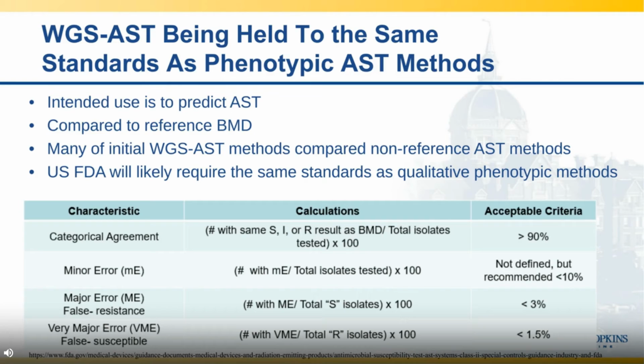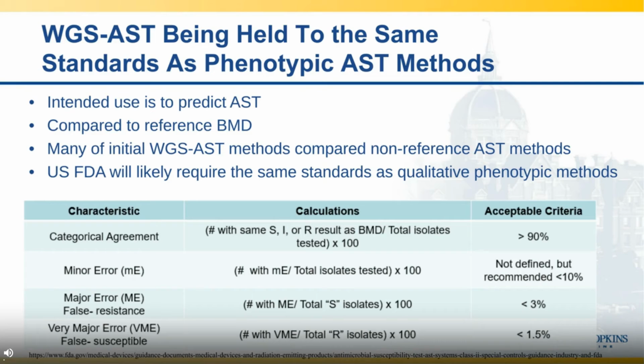And many of these initial studies that I quoted throughout this presentation, especially that initial slide where I compared a bunch of them, were using non-reference AST methods as their comparator. However, if we really want to get this methodology through the FDA, they're going to require the same standards as traditional phenotypic methods, where you're going to need to compare to a reference broth microdilution method, as well as assess your results in terms of categorical agreement. Are you getting the correct susceptible or resistant categories? And then also further looking at the types of errors you're encountering.